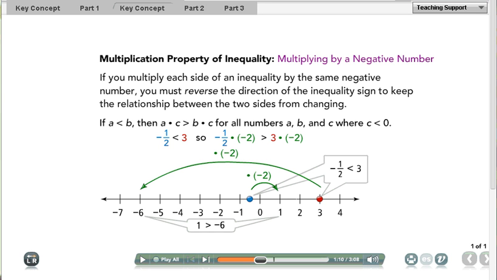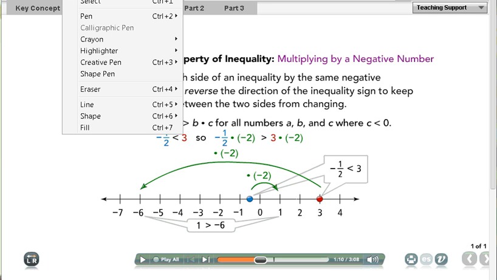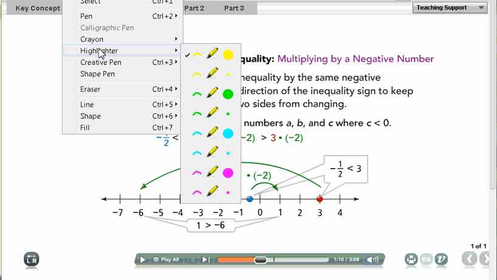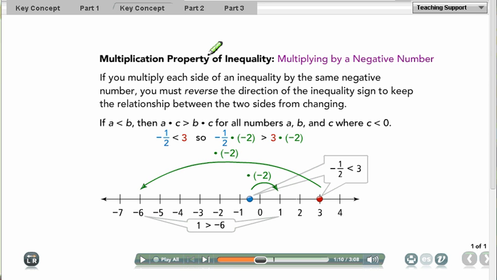Okay, ladies and gentlemen, you're going to need to pay some close attention to the next couple things we're doing here. And I'm going to pull out a highlighter. I think that will make it a little easier to see. Okay, so the multiplication property of inequality.